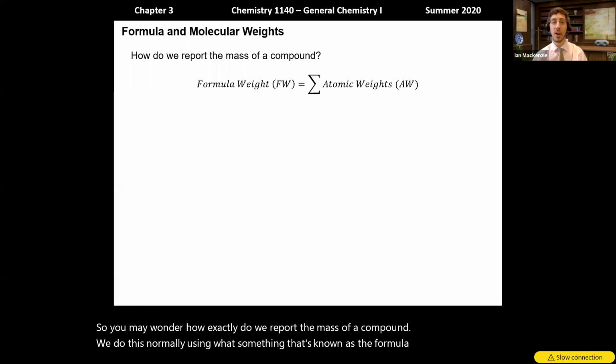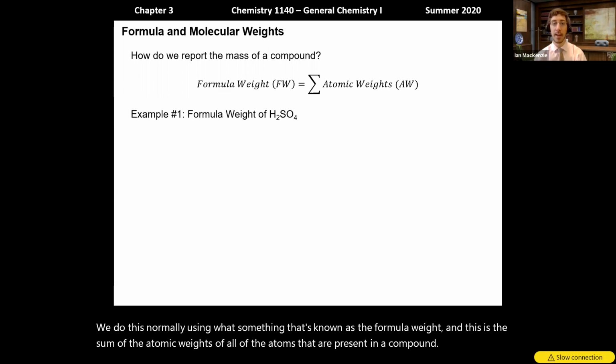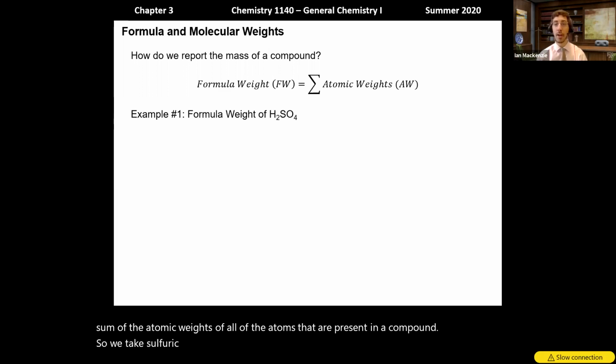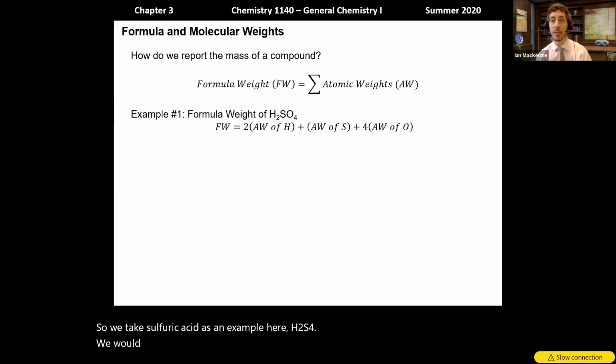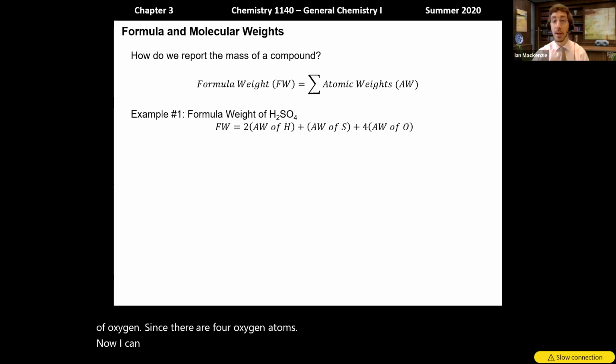And this is the sum of the atomic weights of all of the atoms that are present in a compound. So we take sulfuric acid as an example here, H2SO4. We would simply calculate the formula weight as 2 times the atomic weight of hydrogen, since there are 2 of them, plus the atomic weight of sulfur, plus 4 times the atomic weight of oxygen, since there are 4 oxygen atoms. Now I can simply get these atomic weights from the periodic table.